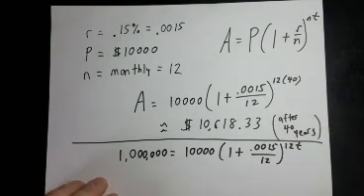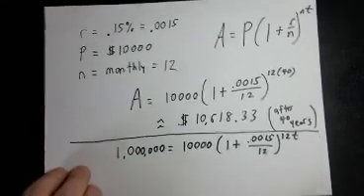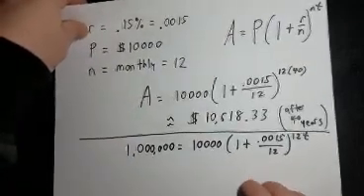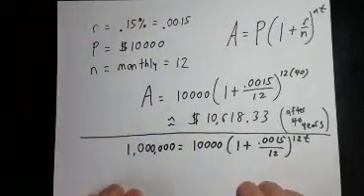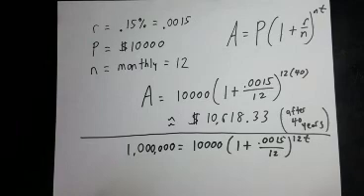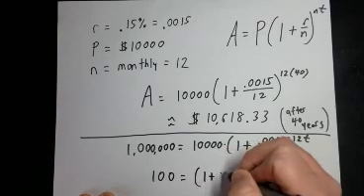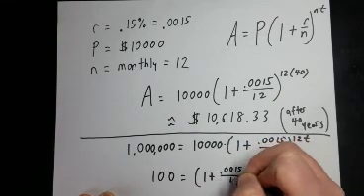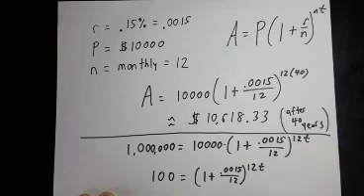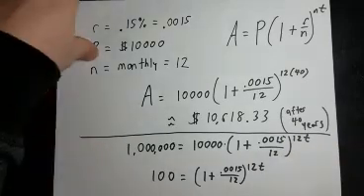Now, if you notice right here, the t is the unknown, and we eventually have to get t by itself. Now, there's a couple different ways to do this calculation, but my suggestion to you, your very best bet would be to divide both sides by 10,000 as a first step. If you divide both sides by 10,000, you're going to get 100 equals, parentheses, 1 plus 0.0015 over 12 to the 12t power.